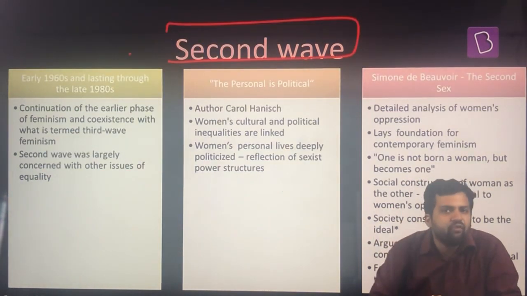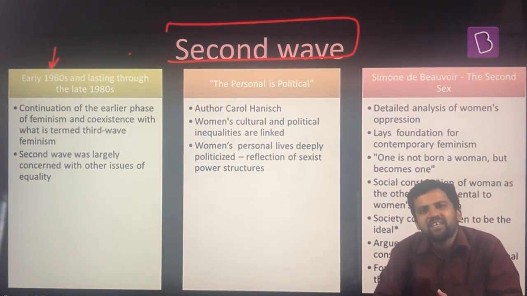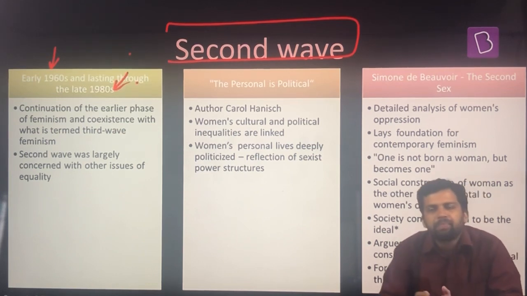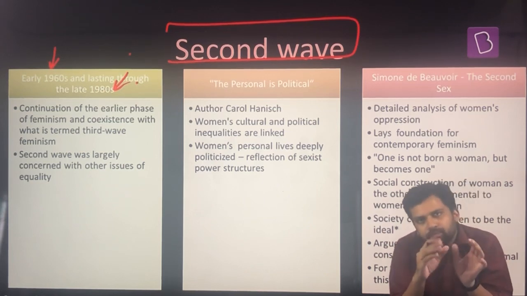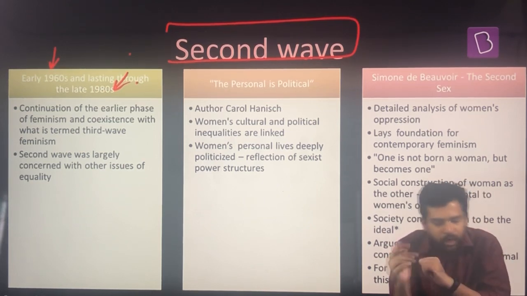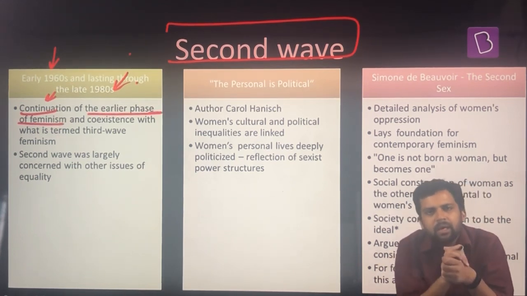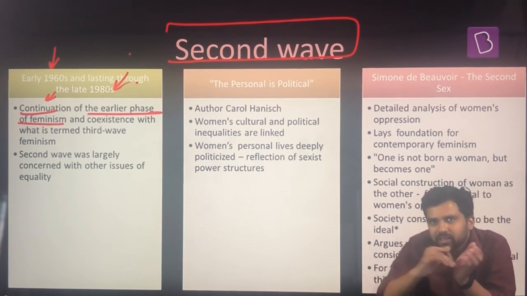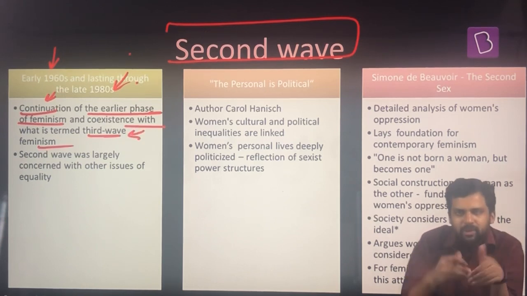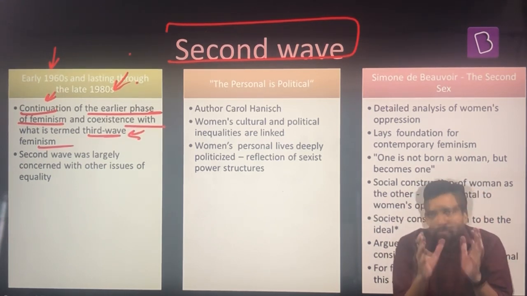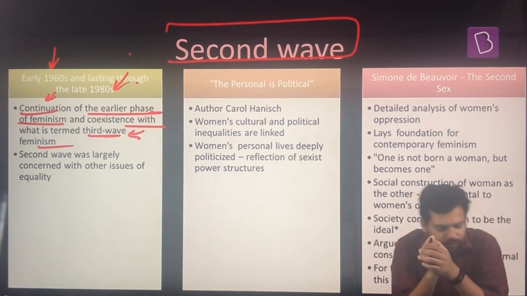Now, the second wave of feminism emerges in the early 1960s and continues till the late 1980s. Also, during this phase, we observe that some of the issues of the first wave of feminism are also continuing. So there is continuation of the first phase of feminism. Apart from that, from this emerges the third wave of feminism. So there is coexistence with the third wave, the next phase. So the second wave of feminism overlaps with the first wave and also with the third wave.